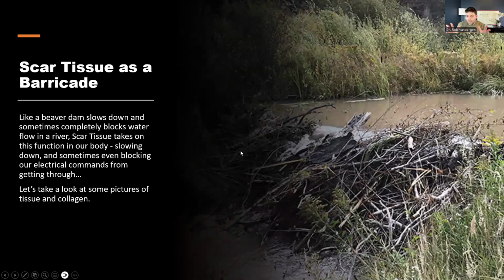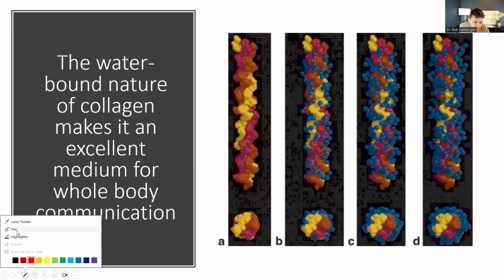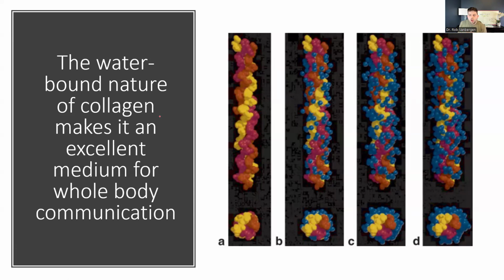Like a beaver dam, scar tissue slows down and sometimes completely blocks the flow of water in a river. This is what beaver dams do. Scar tissue is taking on that function in the body, blocking the communication, the electrical currents of our body's tissue from getting through. So, let's look at a picture of some collagen here, because this shows the reason for this. The water-bound nature of collagen makes it a medium for whole body communication because water conducts electricity.